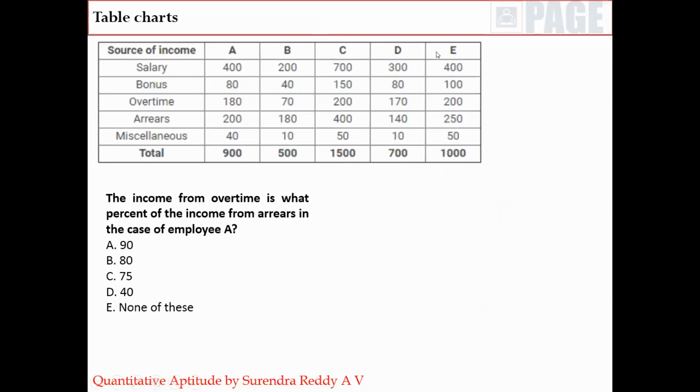The income from overtime is what percentage of the income from arrears in case of employee A? So for employee A, the income from overtime is what percent of income from arrears? Just as I told, how do you express X as a percentage of Y? We will write it as X upon Y into 100. Now, overtime income is what percent of arrears income? So we have to do overtime income by arrears income into 100.